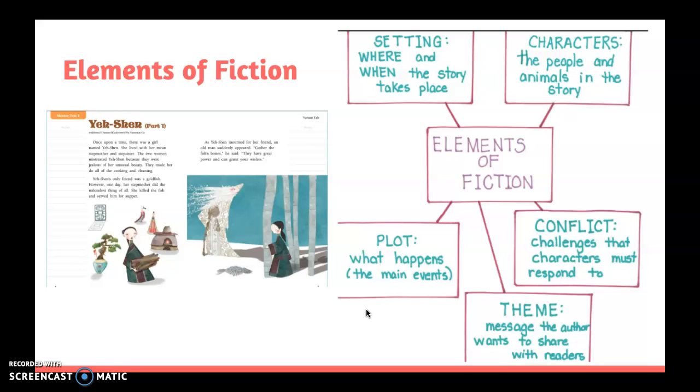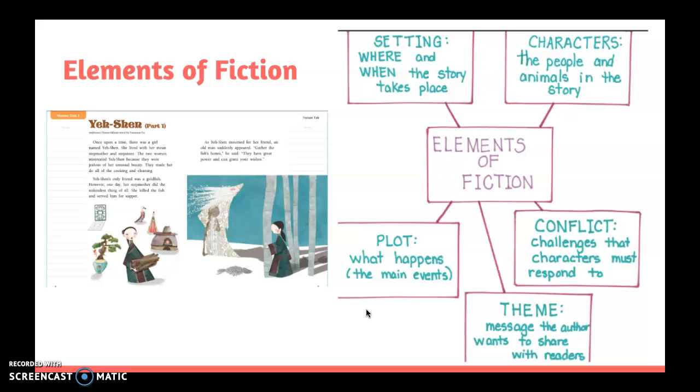But so what I want you guys to do in this next coming week, whenever we meet for class, I want you guys to have on your desk, you will have an elements of fiction blank diagram, and you're going to come in and you'll be able to take out your mentor text and refer back to it as needed. But you're going to be filling in the setting, the characters, the plot, the conflict, and the theme.